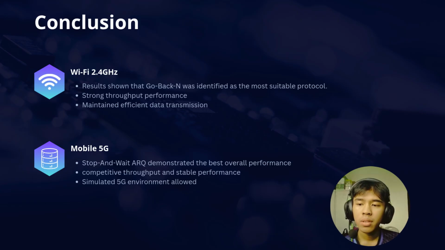Now for the mobile 5G backhaul network, stop and wait ARQ demonstrated the best overall performance according to the simulation results. Despite its simple design and lower theoretical efficiency compared to window-based protocols, stop and wait achieved competitive throughput and stable performance under the tested conditions. The simulation results indicate that the characteristics of the simulated environment allowed the protocol to operate effectively with minimal transmission overhead.